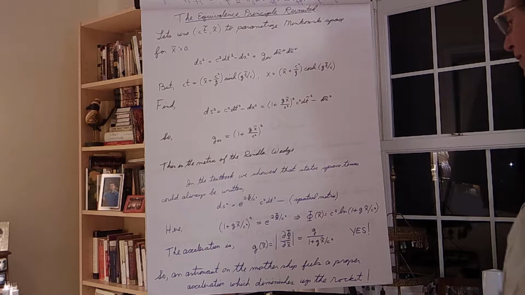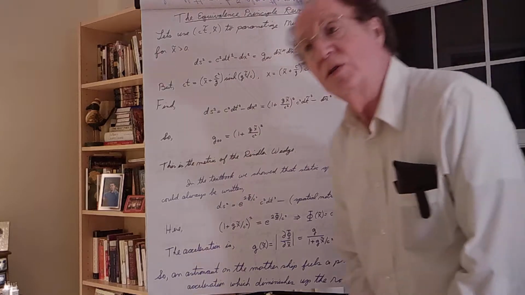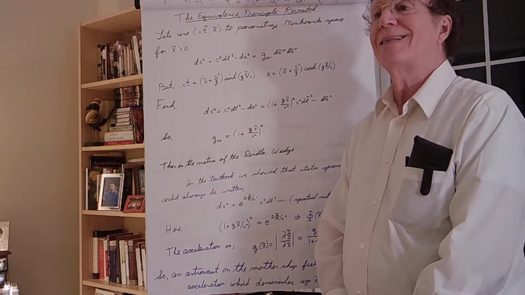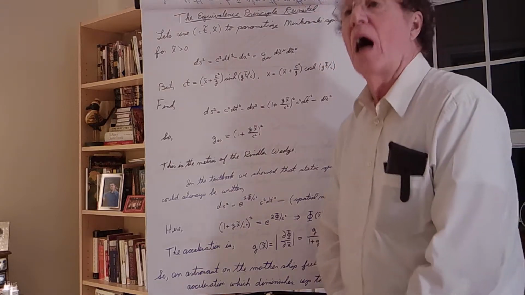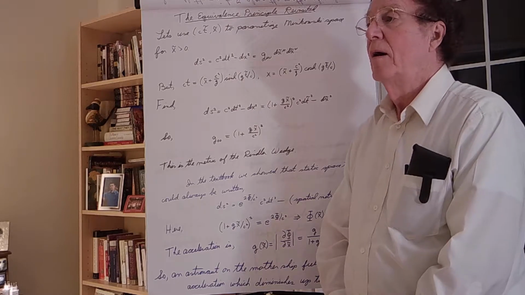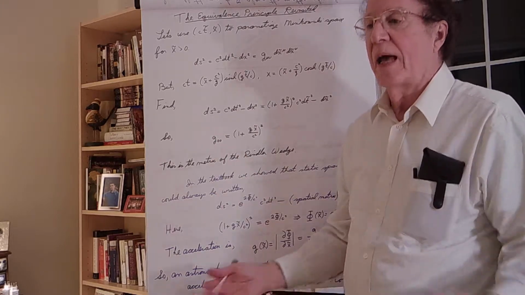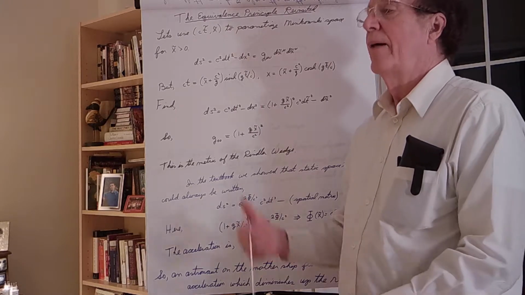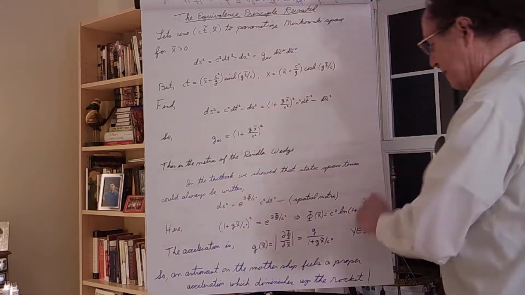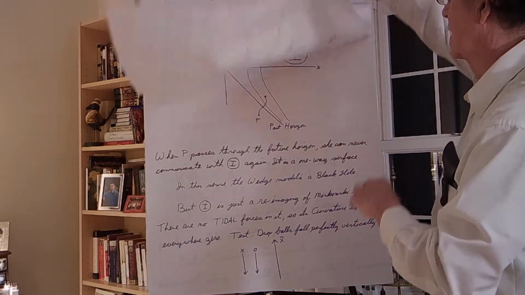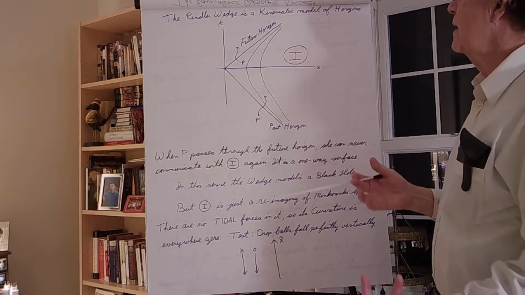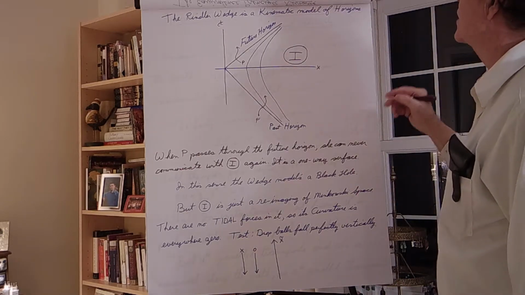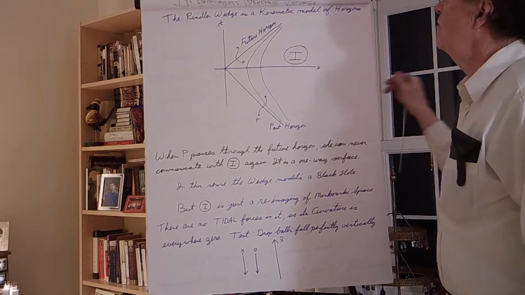So an astronaut on a mothership feels a proper acceleration which diminishes as you go up the rocket, and we understood that. The proper acceleration has to diminish as you go up the rocket so that all of the points in the rocket have a common velocity v. That has to be compatible with the relativity of simultaneity, and we saw that in our Minkowski diagram. So that's good. So the Rindler wedge is a kinematic model. It is a parameterization of Minkowski space, but I can think of it as a kinematic model of horizons.